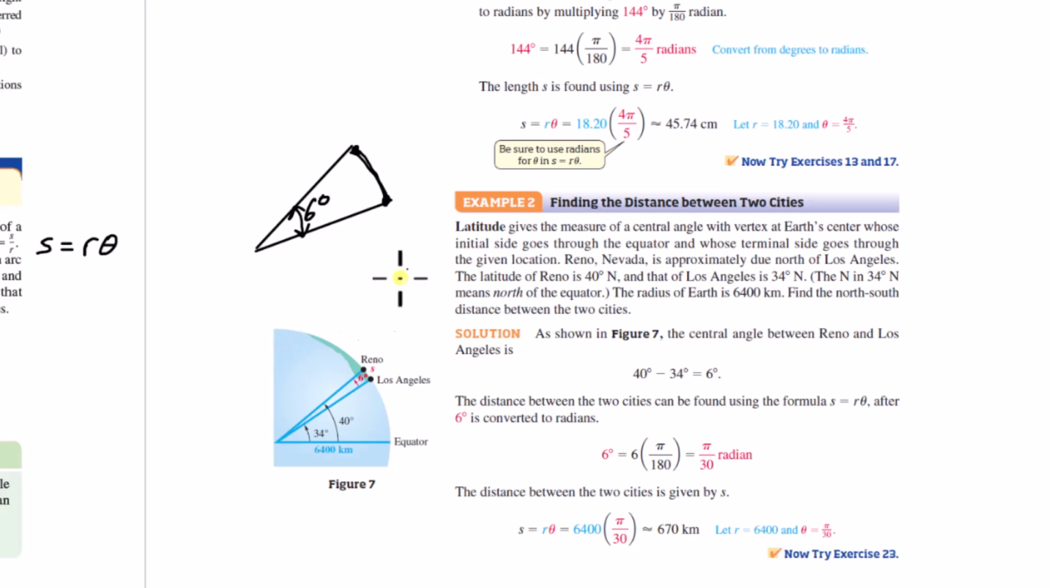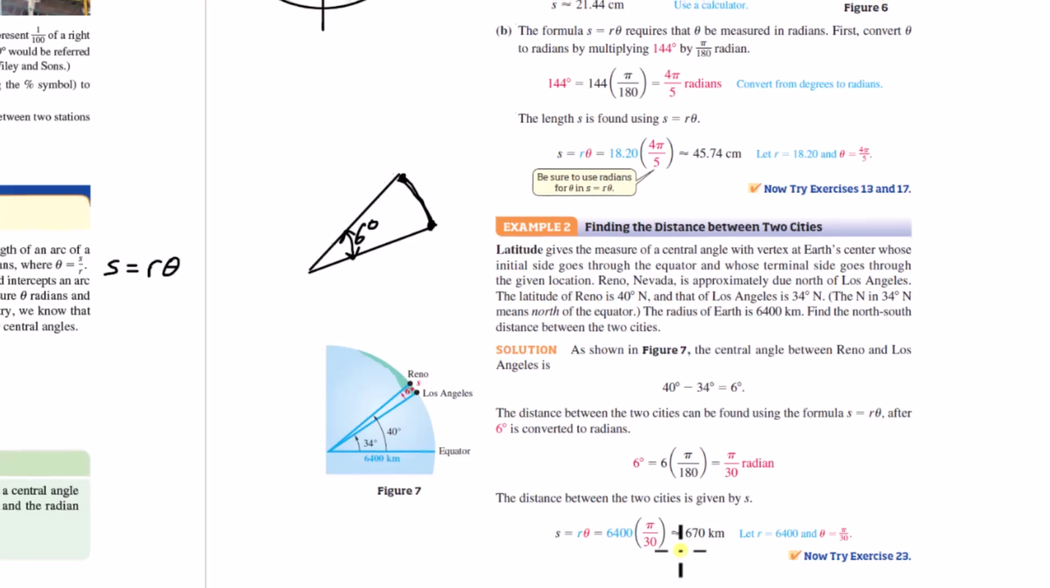No, that's wrong. We have to convert this to radians first to use that s equals r theta formula. So 6 degrees converts to pi over 30 radians. Multiply that times the radius of the Earth, and there you go: 670 kilometers.